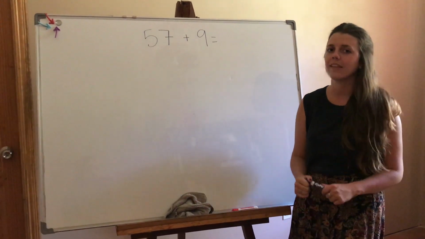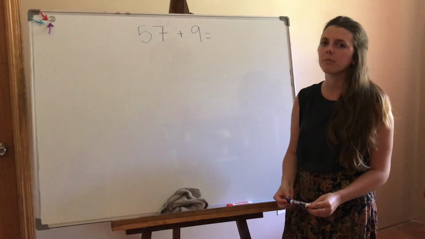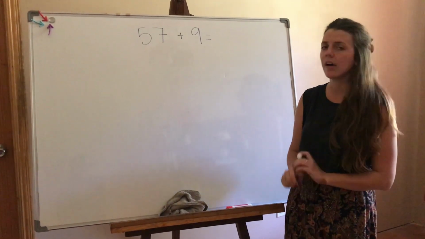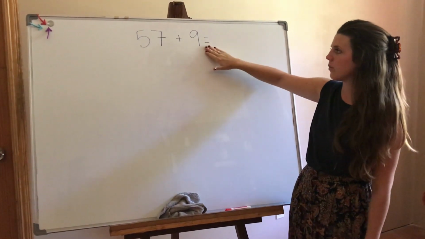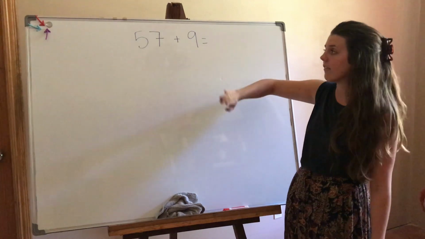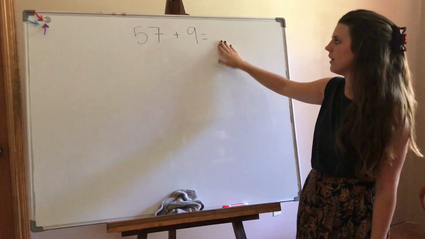Remember, like I said in the last one, which I hope you already watched, I talked about how when we add numbers together, we have math words for them, and we say addend plus addend equals sum. So I have given us two addends, and we need to find the sum.